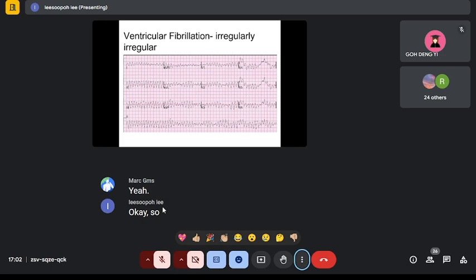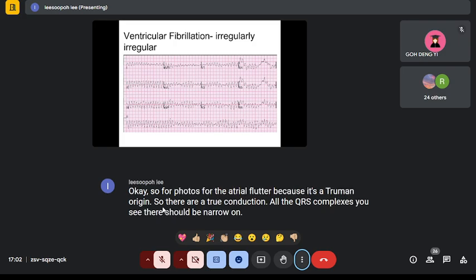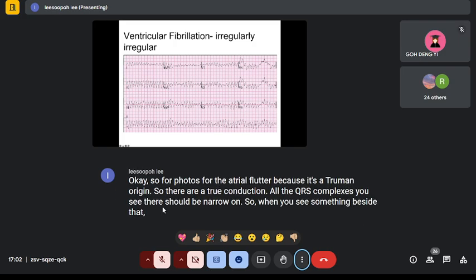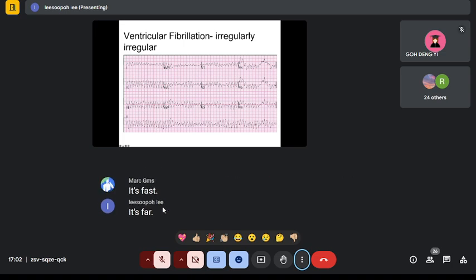For atrial flutter, because it's atrial in origin, all the QRS complexes you see should be narrow. So when you see something bizarre like that, you need to know whether the heart rate is fast or not. So is this fast or not? It's fast, right? So is this a broad complex? Is it broad or not broad? It is broad.